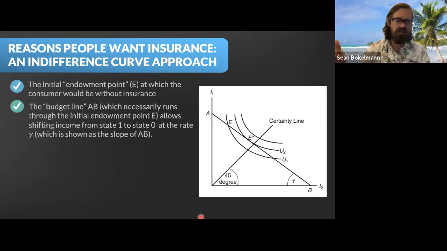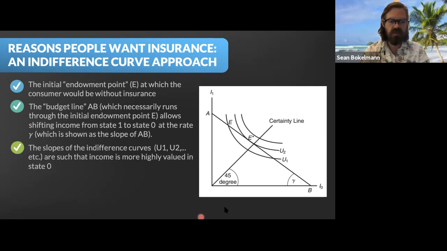So the budget line, right? This is sort of their possibilities. Their consumption possibilities is a good way of thinking about it. It's like a PPF in some ways, but it's just a budget constraint. And like I said, it allows the consumer to shift income from state 1 to state 0 at this gamma, at this rate of insurance, which, by the way, is the slope of this budget constraint.